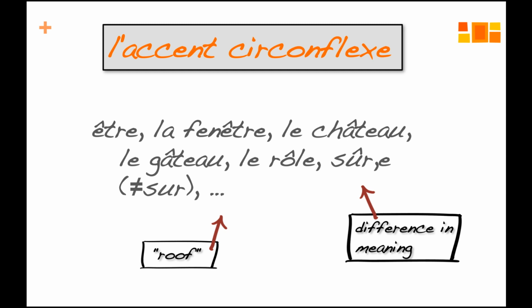Outside that difference in meaning, we French teachers are actually not allowed to give you a mistake for that accent circumflex if it's missing. We just put it in. But if it does produce a difference in meaning, then you absolutely need it. And if it's not there, then it is a mistake. So here you have your accent circumflex: être, la fenêtre, le château, le gâteau, le rôle, sûr. It is actually quite difficult to come up with a rule that tells you where to put it, but I have a little tip for you.